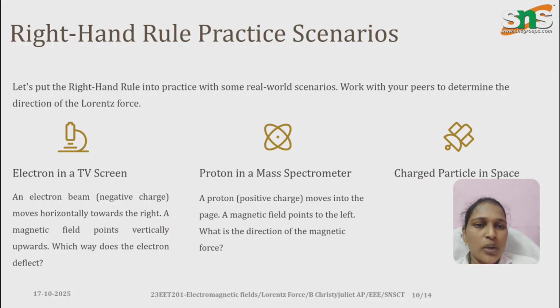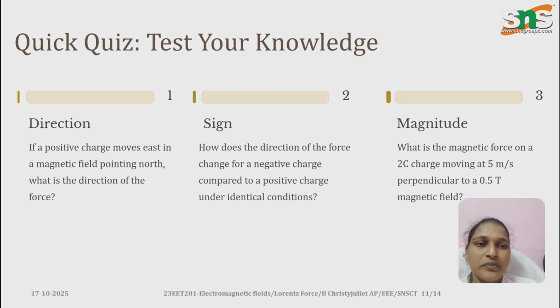Now, how can we apply this right hand rule in practice? We can visualize this with the help of an electron in a TV screen, where an electron beam moves horizontally towards the right, and we can easily detect the electron deflection, because that deflection is a result of the Lorentz force. Also the proton emission in a mass spectrometer, where you need to find the direction of the force with the help of the right hand rule.